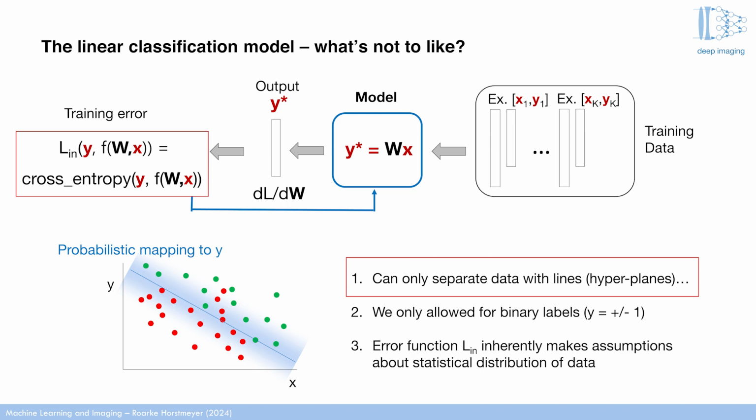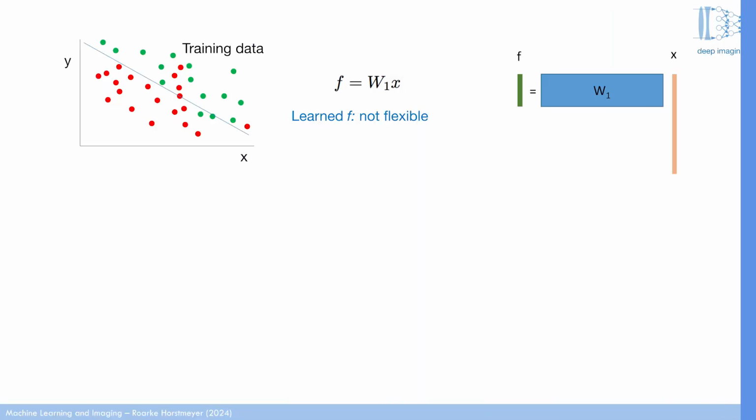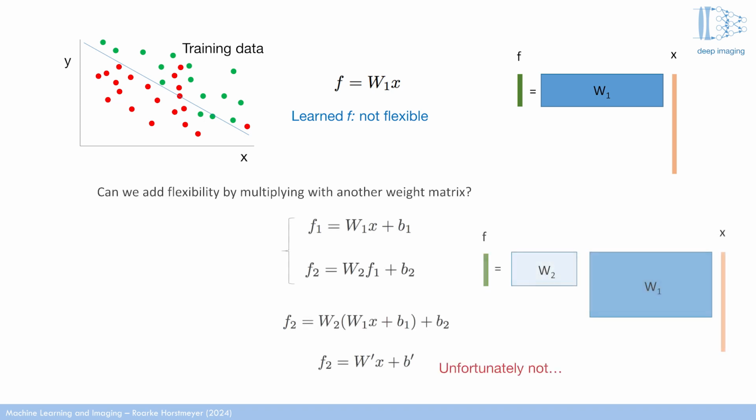is we can only separate data with lines, right? So that's not great. We want to flexibly address data, specifically in imaging, because it lies on a very nonlinear manifold. How do you define the cluster of points in a high dimensional space that is the MRI scans of someone with a lesion versus not? It's really hard to do. So can we add flexibility by just adding more weights? This is a natural question.